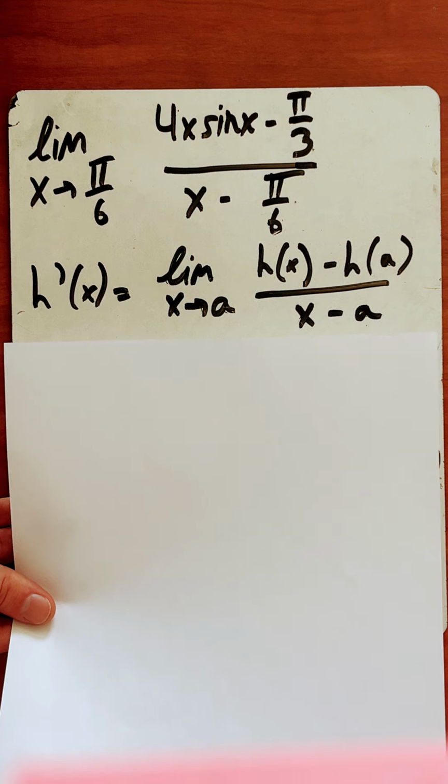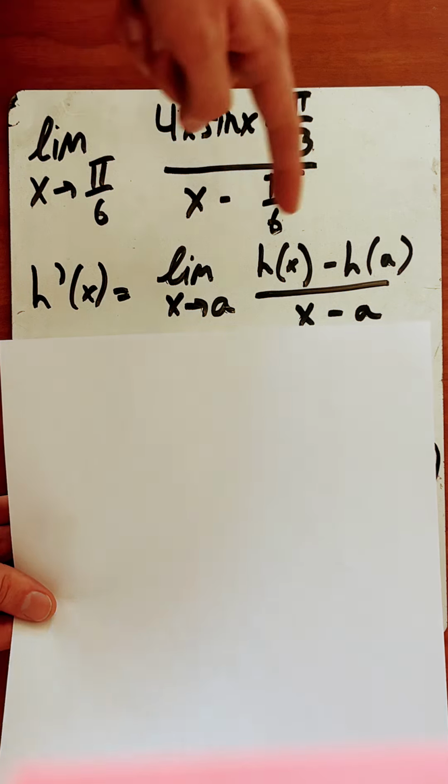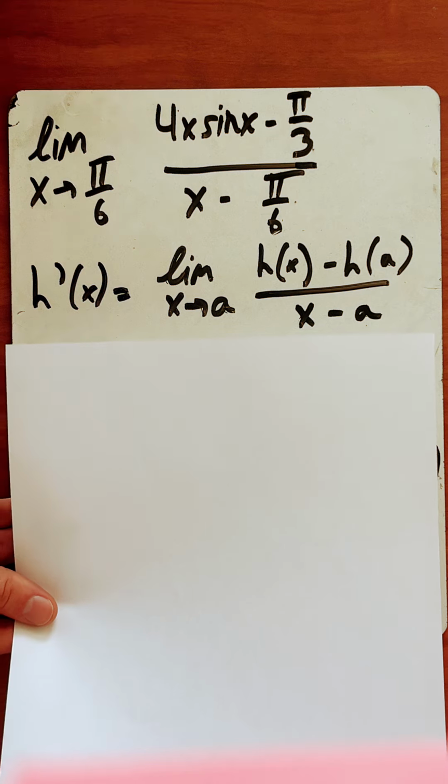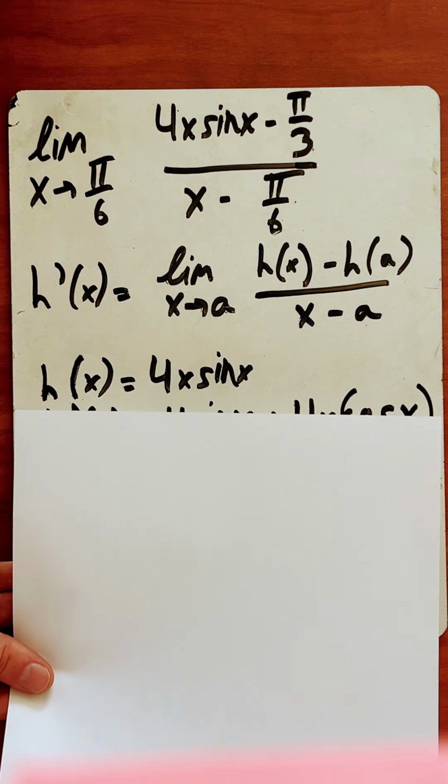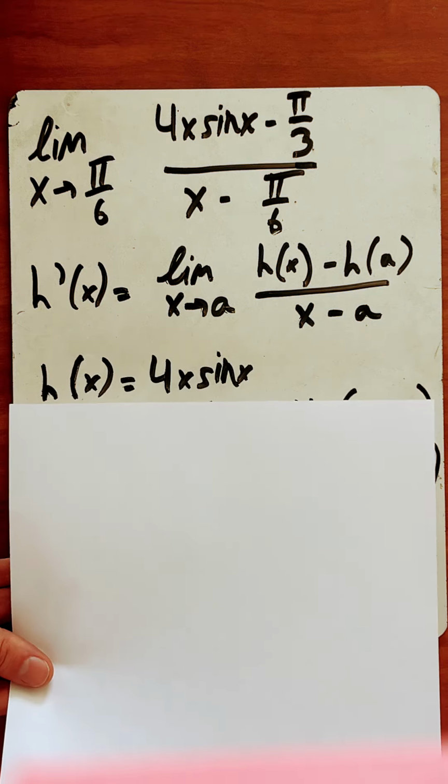So in this case, all we have to do is solve for the derivative of h of x, because that's really what the equivalent of this limit would be, the derivative. So essentially, let's just say that h of x is equal to 4x sine x.